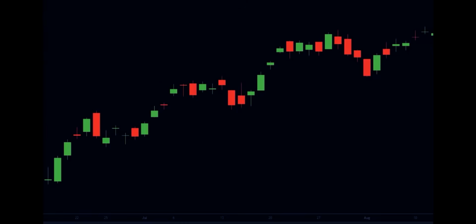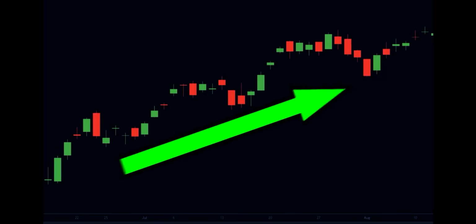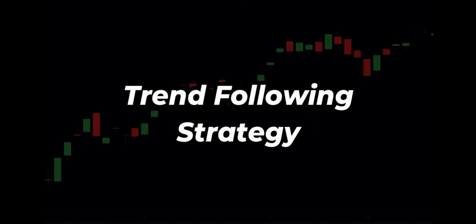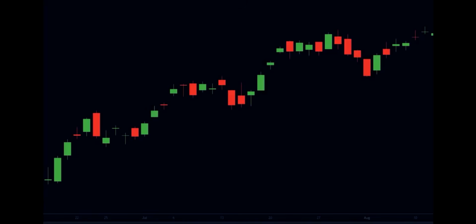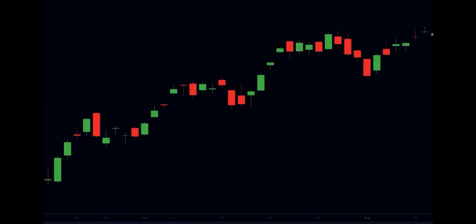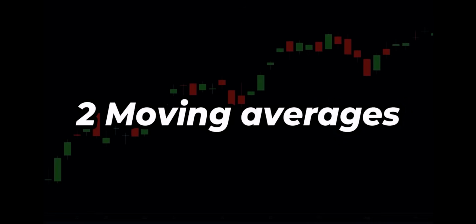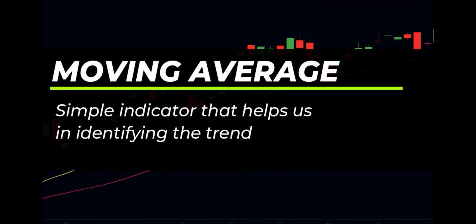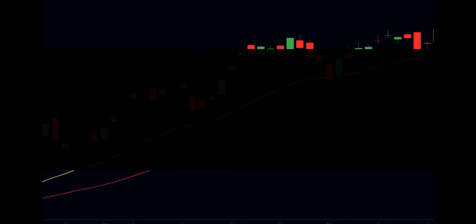Our strategy mainly focuses on identifying short-term pullbacks in an existing trend and entering at the end of a pullback. In other words, it is a trend-following strategy that tries to enter the trend on pullbacks. To enter on pullbacks, we first need to identify the existing trend. To do so, we will use two moving averages. A moving average is a simple indicator that helps us in identifying the trend of the market.